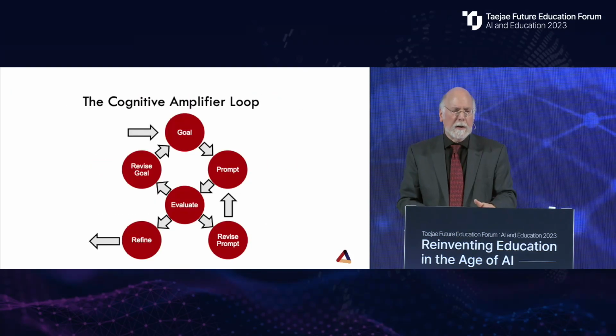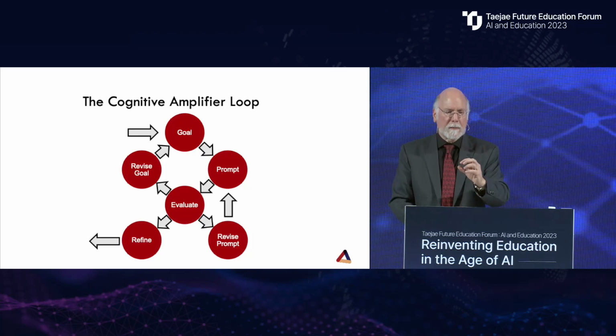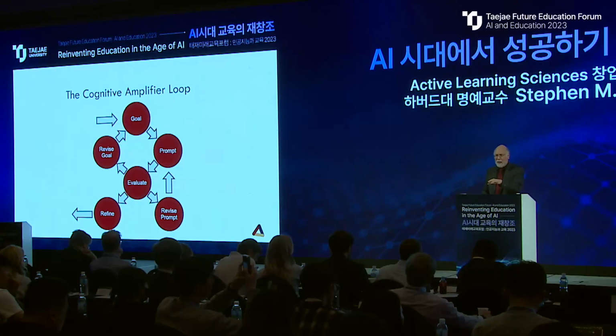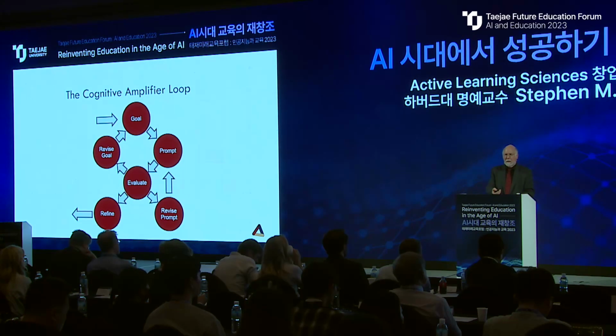So here it is again. You start with a goal, which leads to a prompt, an instruction or request. That produces something you evaluate, and then either you revise the prompt, revise the goal, or it's pretty good and you refine it. Let's go through it.